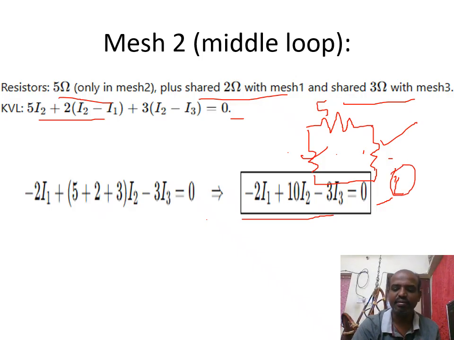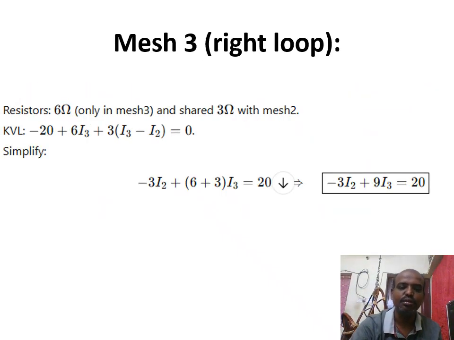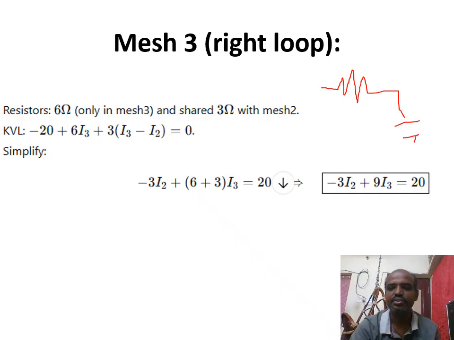So similarly we will apply the KVL for third loop also. So in third loop we are having only one voltage source and two resistors. So this is 6 ohm, this is 3 ohm. Here 3 ohm is shared with the third loop and the second loop.